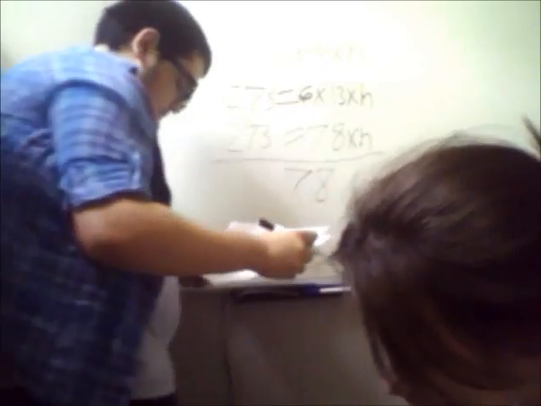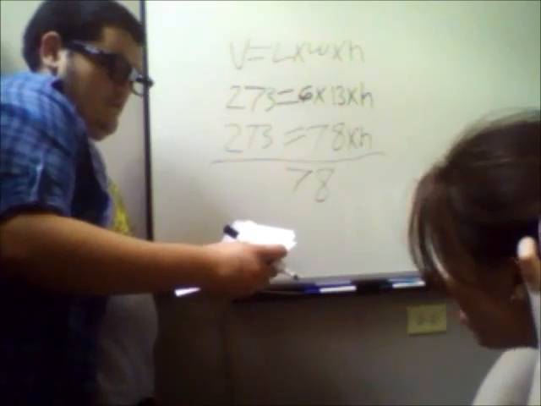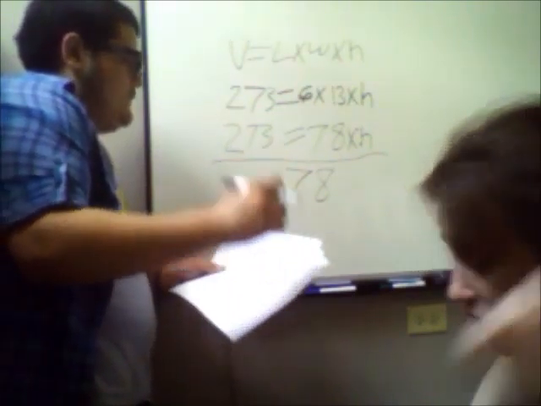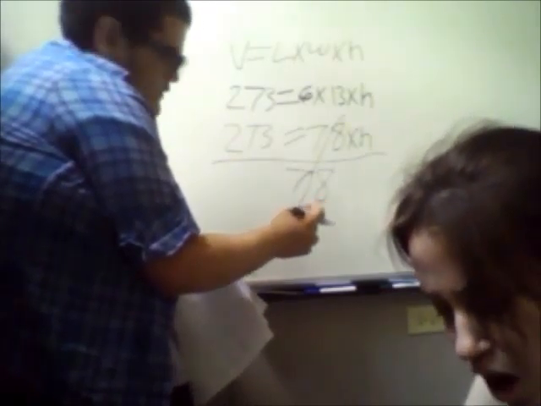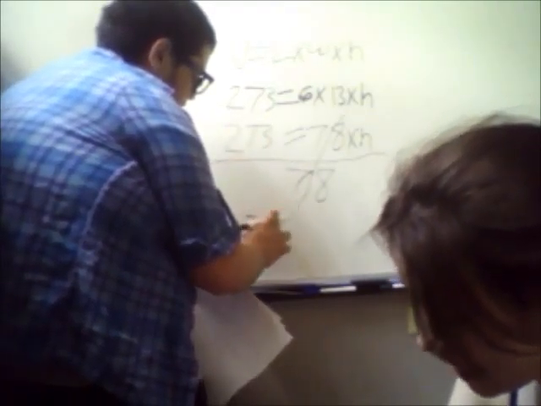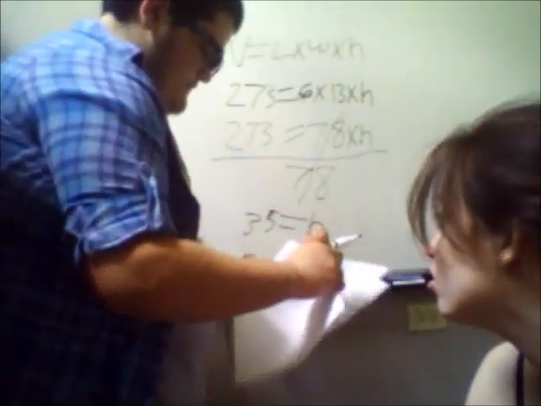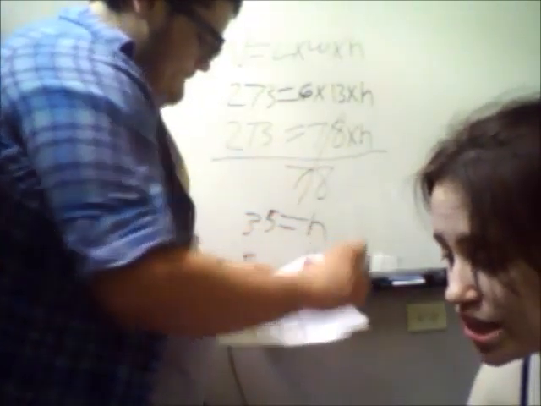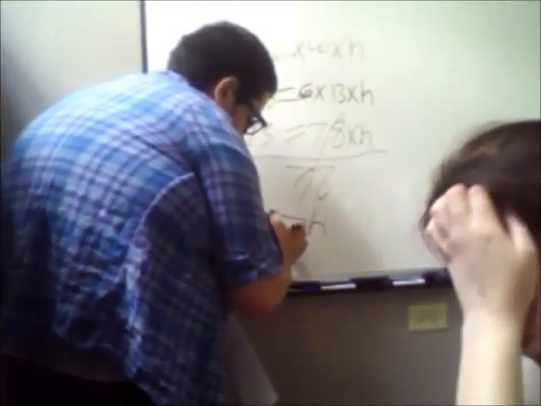Oh my goodness, that's so much work. It's a long line. So this 78 cancels out this 78. So we bring down 273 divided by 78 equals 3.5. Is that right, teacher? 3.5, yes. That equals the height. Wait, is it feet? Yes, that is feet.